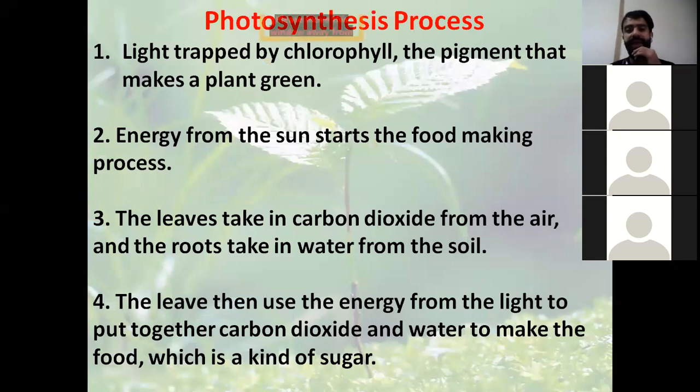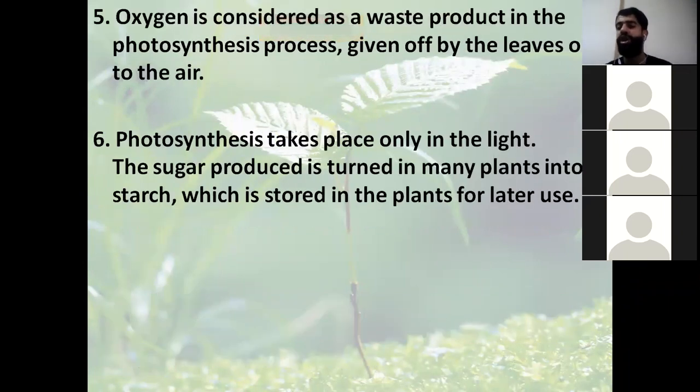So for photosynthesis, light is trapped by chlorophyll. What is chlorophyll? The pigment that makes the green plant, and energy from the sunlight starts the food making process. The leaves take in carbon dioxide from the air, and the roots take in water from the soil. So water and carbon dioxide mix together with the help of sunlight, and the leaf uses the energy to put them together to make the food, which is a kind of sugar. Oxygen is a waste product.